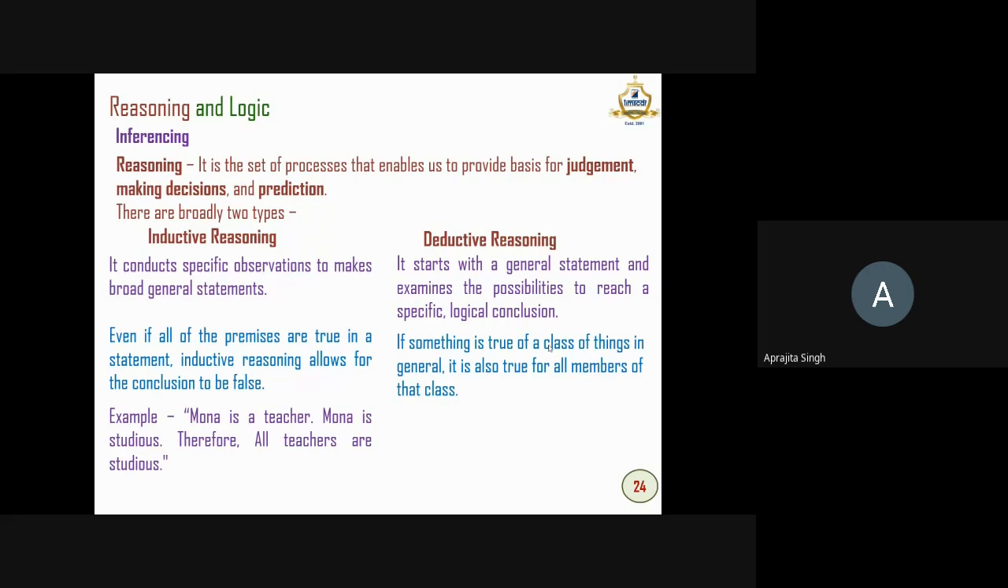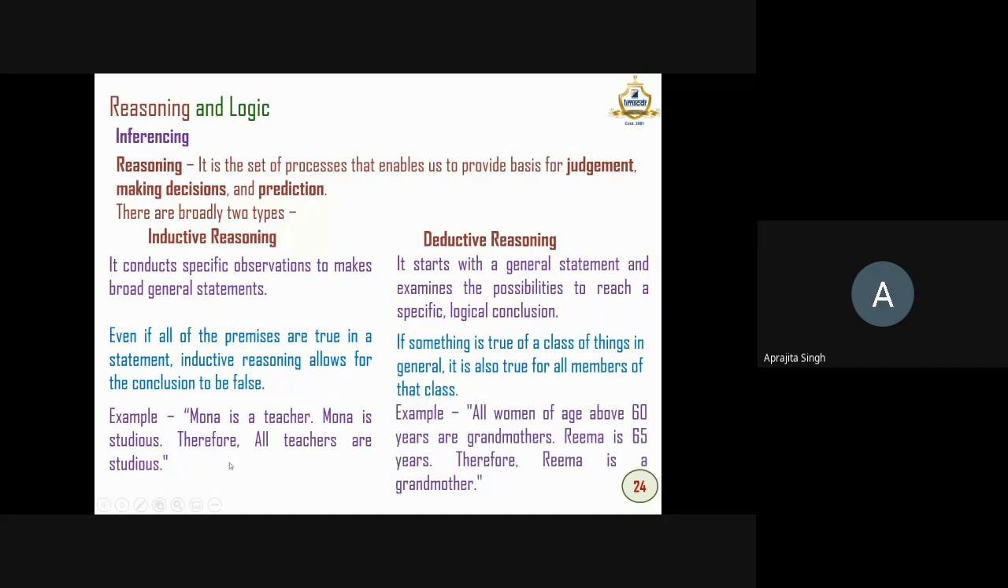So an example we are taking for inductive reasoning is: Mona is a teacher. Mona is studious. Therefore, we can say that all teachers are studious. So for a particular person, we are taking an observation. A specific person, Mona is a teacher. And then we go ahead and generalize that all teachers are studious. So we are going from a specific observation to a broader general statement.